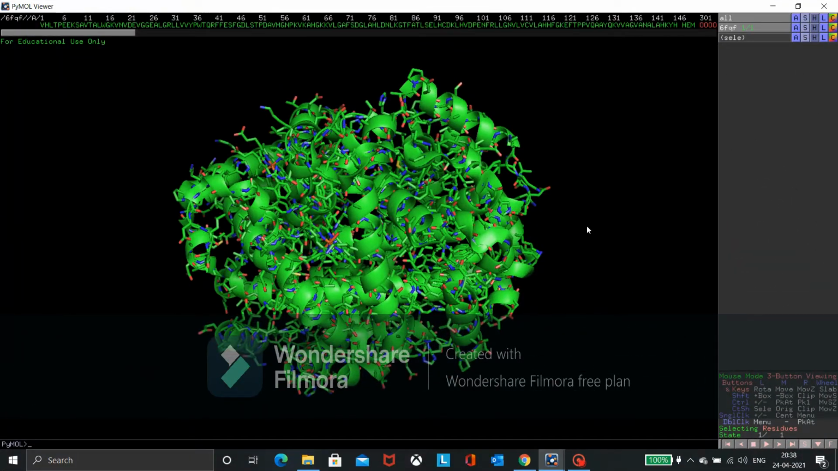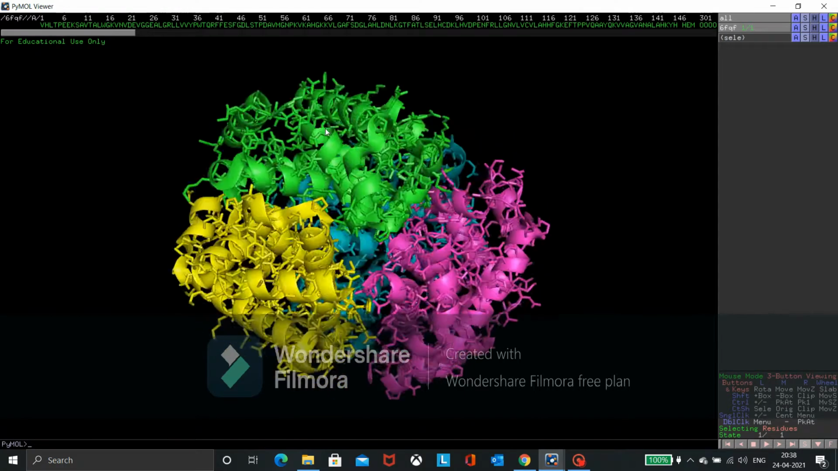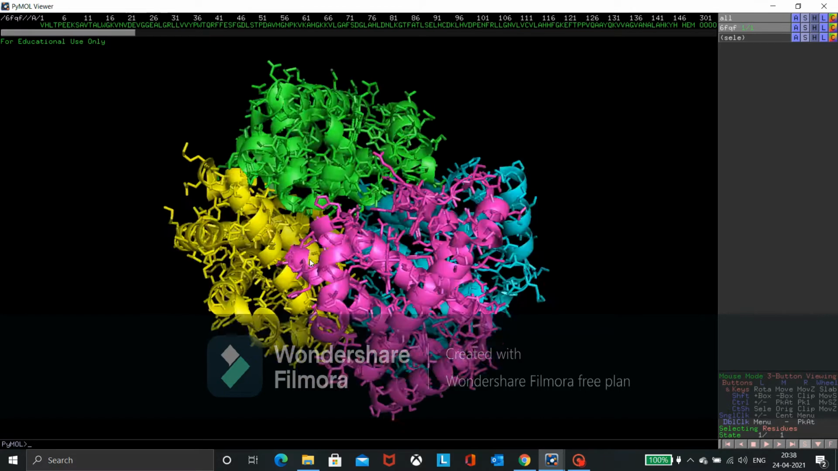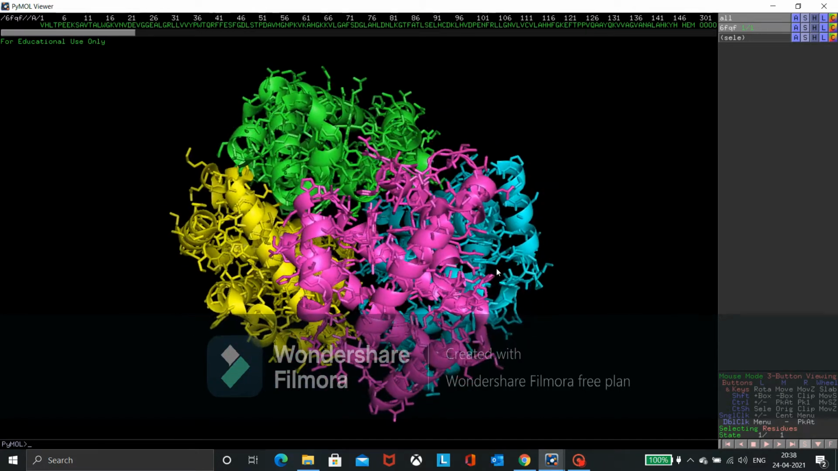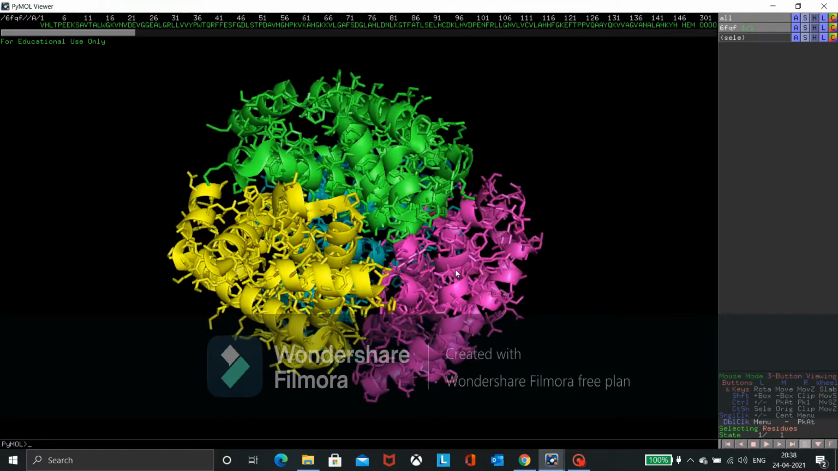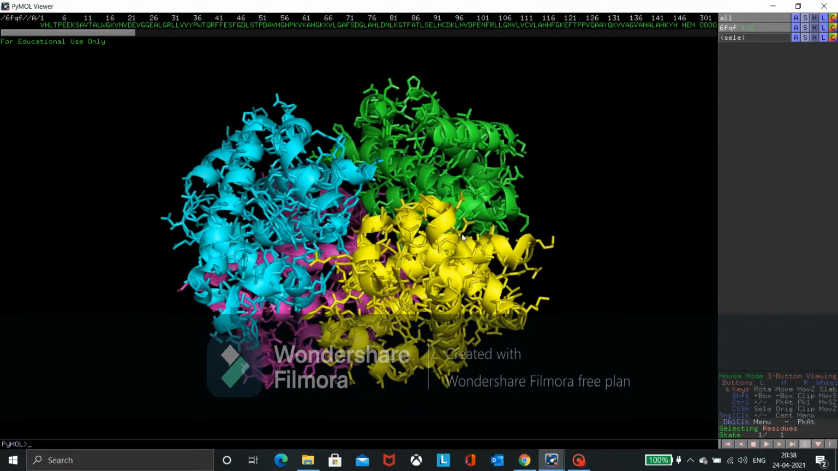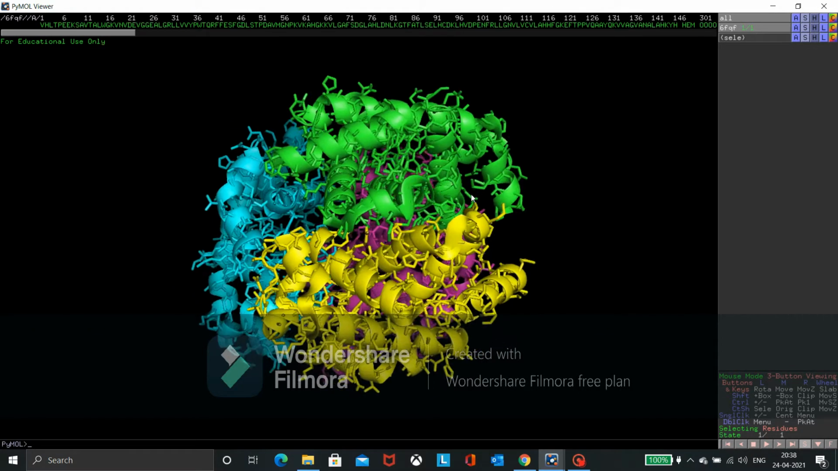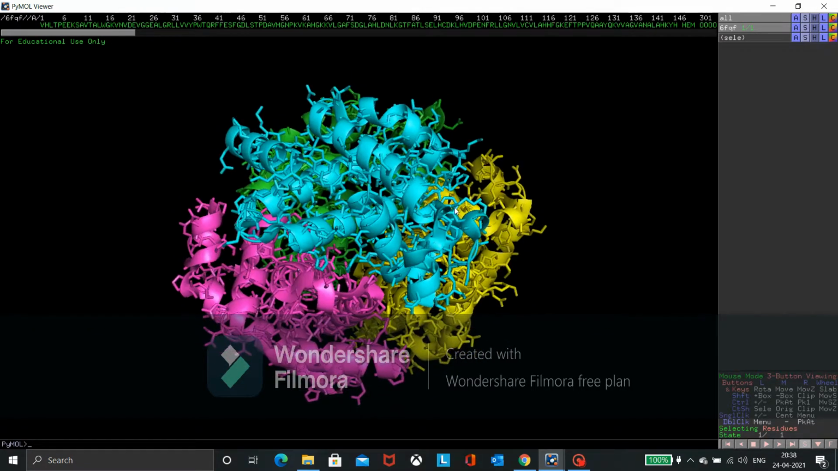So to find out the subunits in the hemoglobin molecule, we visualize it with a color. So here are the four subunits: the pink, blue, green, and yellow. Now they are also called the alpha 1, beta 1, alpha 2, beta 2 globulins. So there are a total of 4 subunits present.